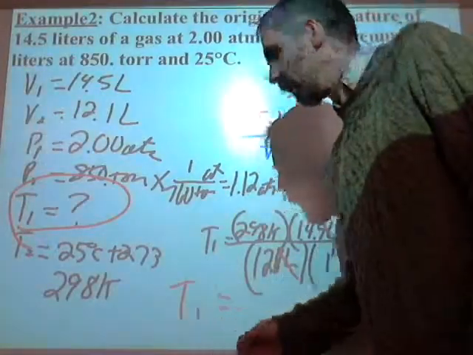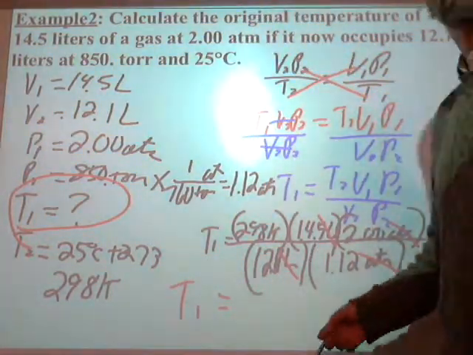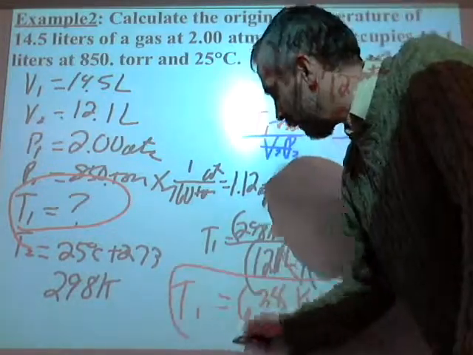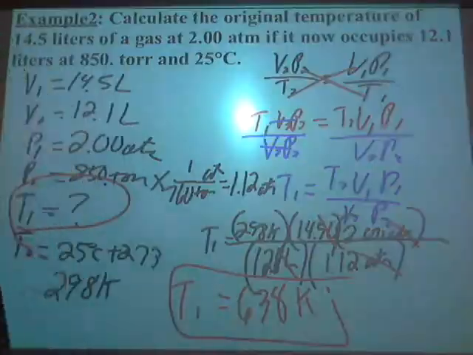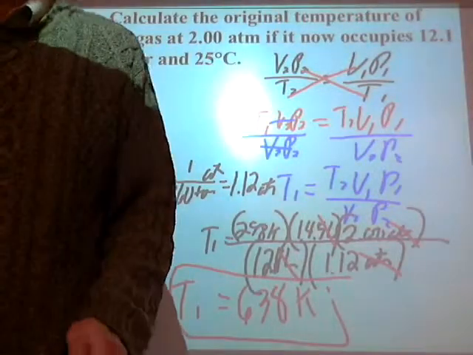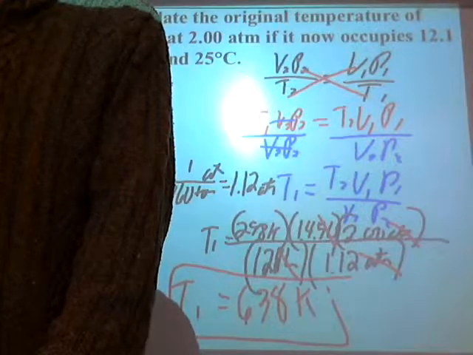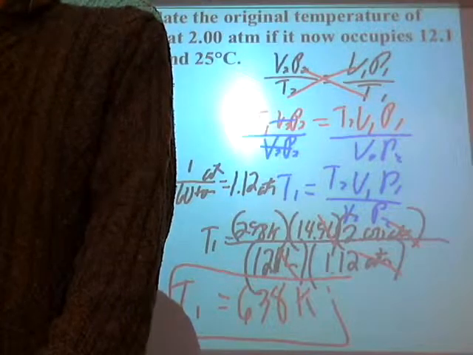What does T1 come out to be? Anybody? 638. 638 Kelvin? Everybody agree with that? Sound good? No. No? Why not? I got 197. Well, who's right? Who got 638? Well, I know I'm wrong.